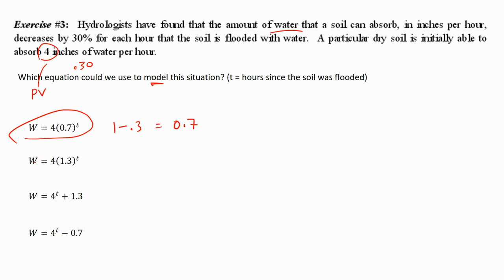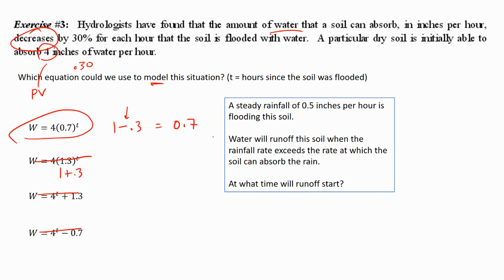These two, actually, they added 1 plus 0.3, so that's going to be growth, but it says it decreases, so that's why we did the minus. And these just have the numbers kind of backwards. They're raising 4 to the power, which is, you don't take the present value and raise it to the power. So now that we have an equation, we can answer this question.